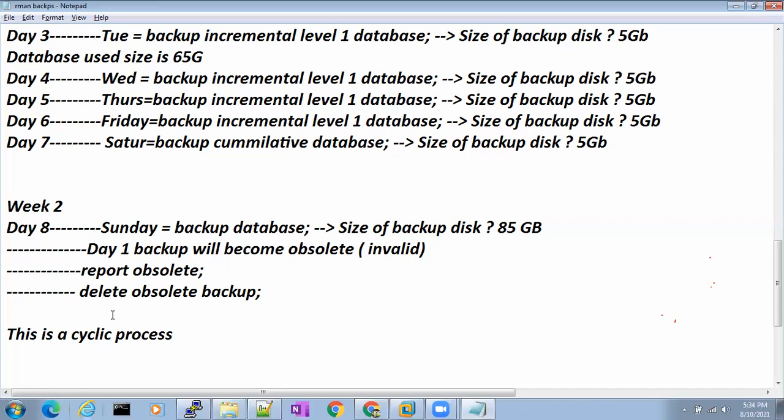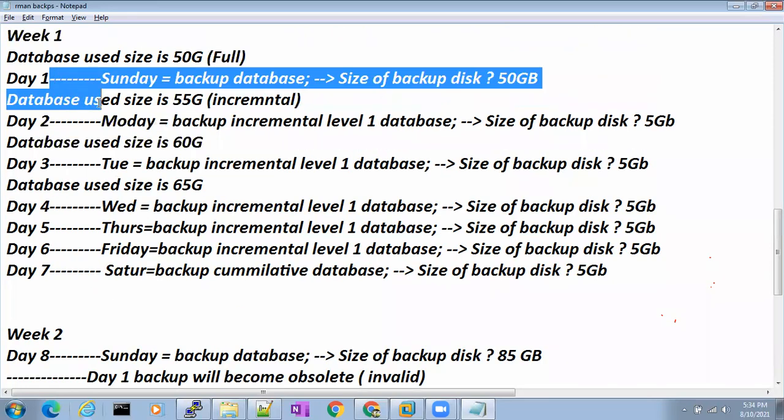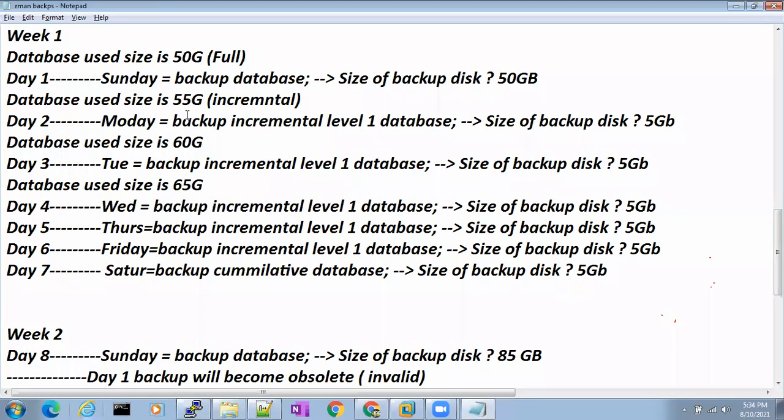Understood? Whatever the backup is missed on day 8, it will cover in day 9 incremental. So it's simple. Day 1 full backup, right? Day 2, it will take only the changes that happened. How? It will take this backup as the reference.